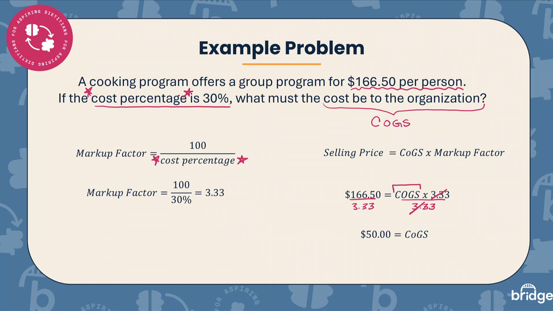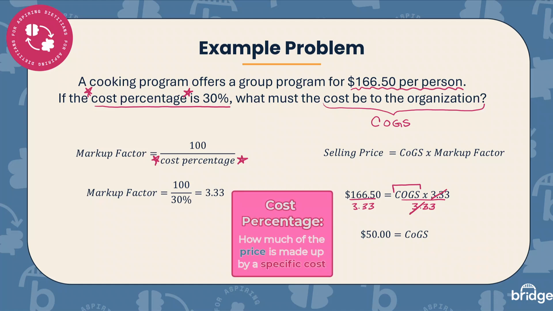And so in this video and the next one on pricing, try to keep in mind what a cost percentage tells you. Cost percentage is how much of the price is made up by a specific cost. And that cost could just be food, or it could be a combination of food and labor. It just depends on how the problem defines it.